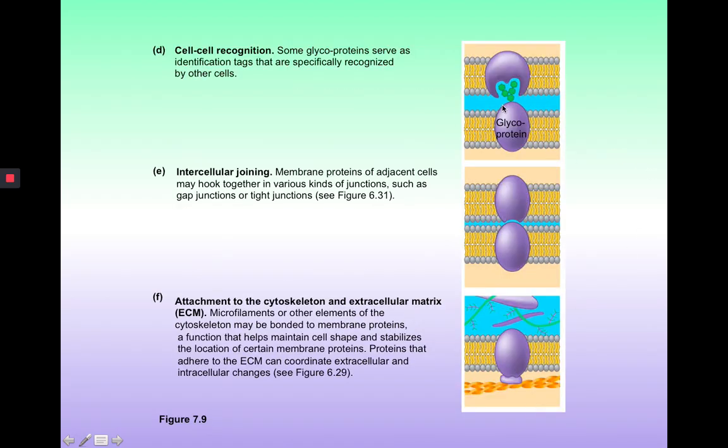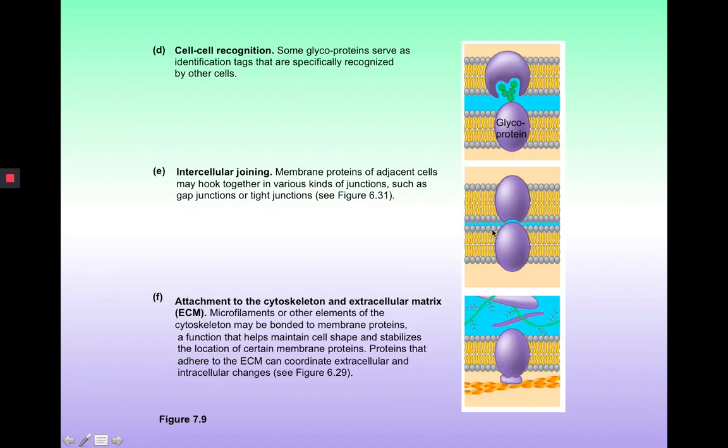Cell recognition. Some glycoproteins serve as identification tags that are specifically recognized by other cells. This is hugely important for which body system? Yep, the immune system. You need to be able to recognize self from non-self. What that means is you need to be able to recognize pathogen cells, okay, and distinguish them from non-pathogen cells, cells that are your body. You don't want the immune system to attack your body cells. Sometimes that happens. That could lead to an autoimmune disease.